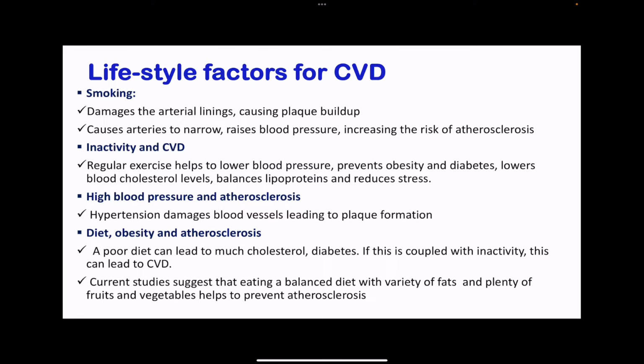The next factor is diet, which could of course lead to obesity. A poor diet can lead to much cholesterol building up in the body. It can lead to diabetes. And if this is coupled with inactivity, the risk of developing CVD can increase. Evidence from current studies suggests that eating a balanced diet with a variety of fats and plenty of fruits and vegetables can help to prevent atherosclerosis.